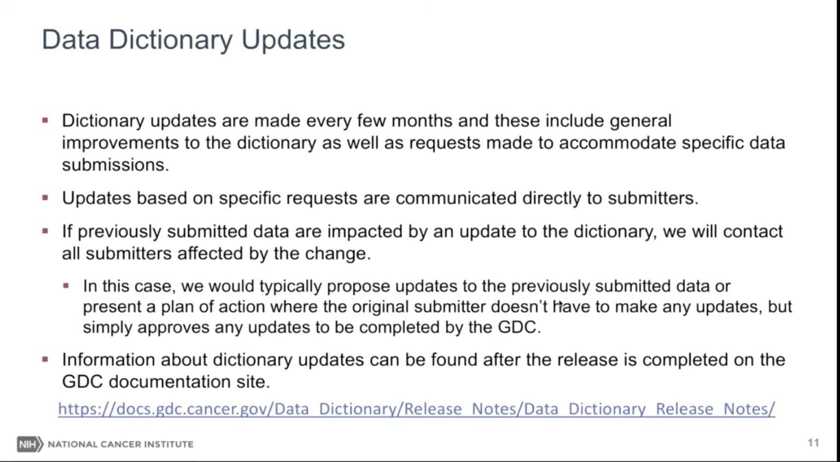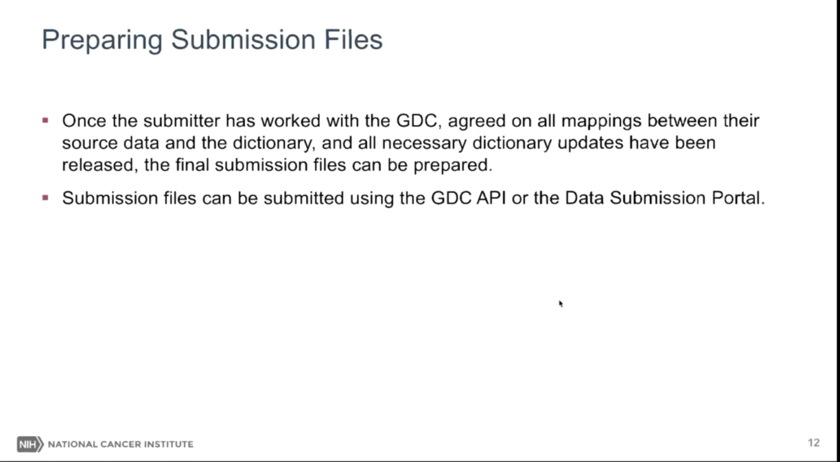And then information about the dictionary is available for anyone. I believe, Bill can correct me if I'm wrong, if you're signed up for updates from the GDC, you'll get an update when there is a dictionary release. There on the doc site, which Bill I think will point out in a minute, there is a place where all of these dictionary updates are laid out in great detail. And then once any updates that are needed are completed, as I said, the submitter can complete the final submission files and submit them using the GDC API or the data submission portal. And I'll send it back to Bill.